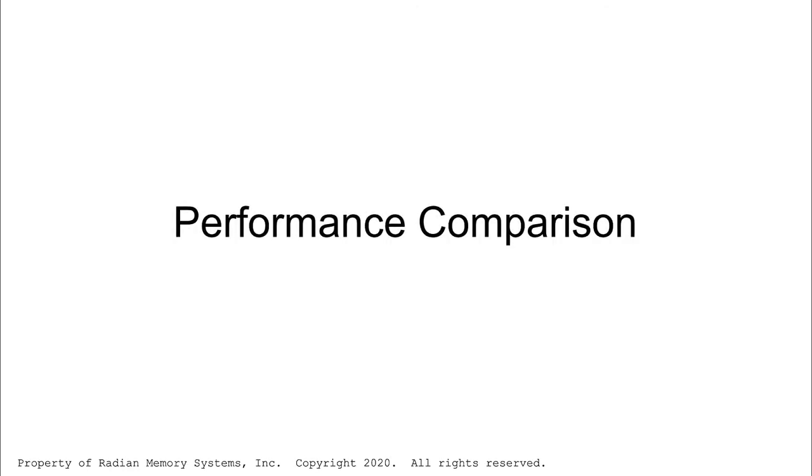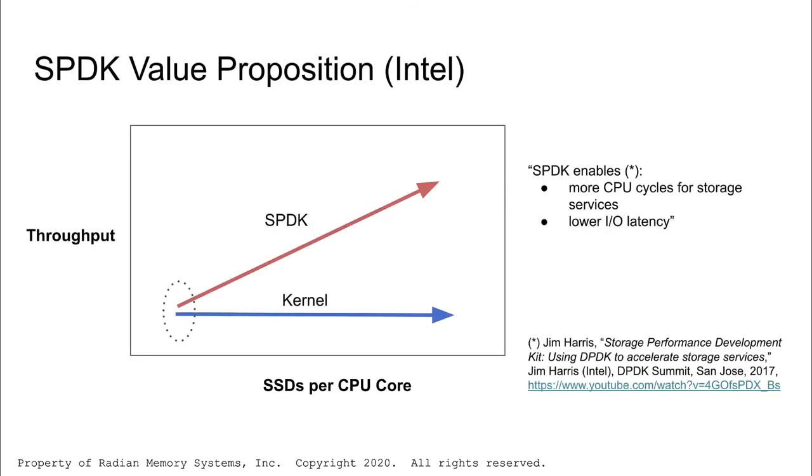Let's now look at the performance of BTL using SPDK versus BTL using the kernel. As I mentioned earlier, SPDK's value proposition is that by being more CPU efficient, that frees up more CPU capacity to be used for other things, such as implementing your storage stack. We'll say more in a minute about what CPU efficiency really means in the context of SPDK.